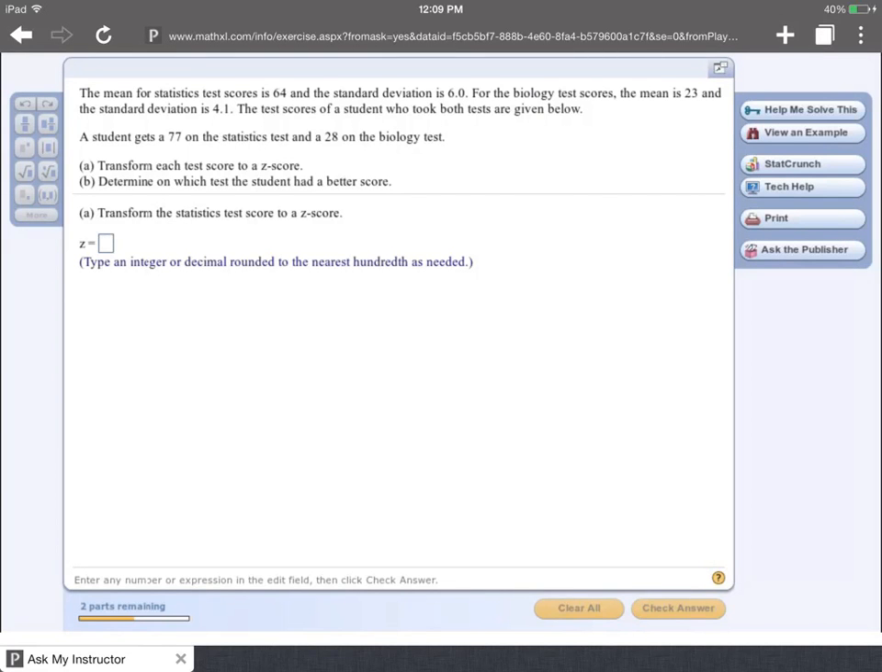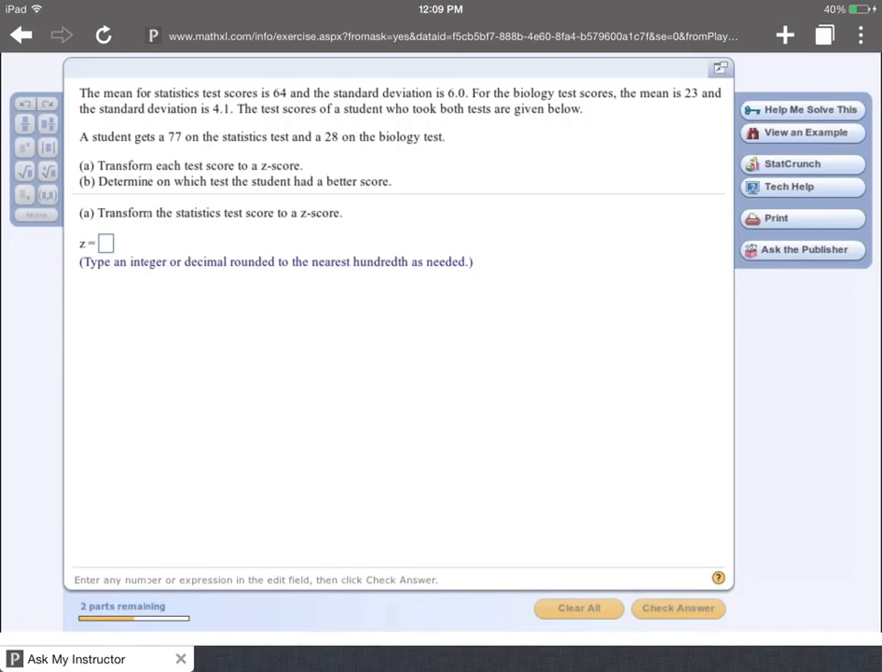Here's the problem. The mean for statistics test scores is 64 and the standard deviation is 6.0. For the biology test scores, the mean is 23 and the standard deviation is 4.1. The test scores of a student who took both tests are given below. A student gets a 77 on the statistics test and a 28 on the biology test.